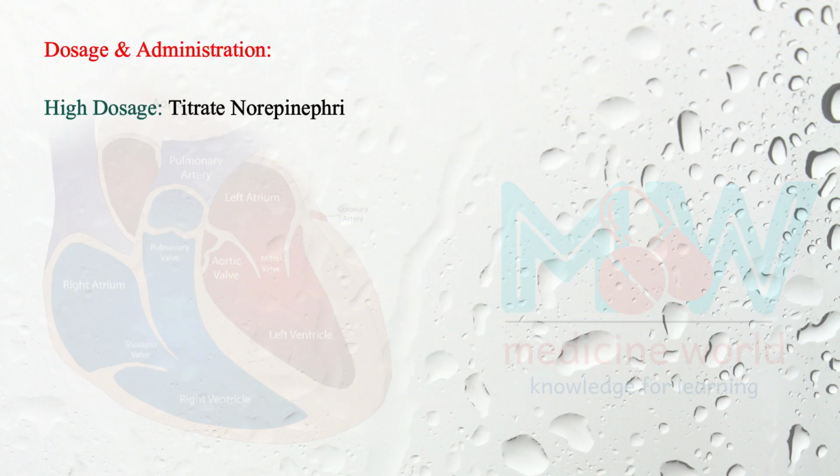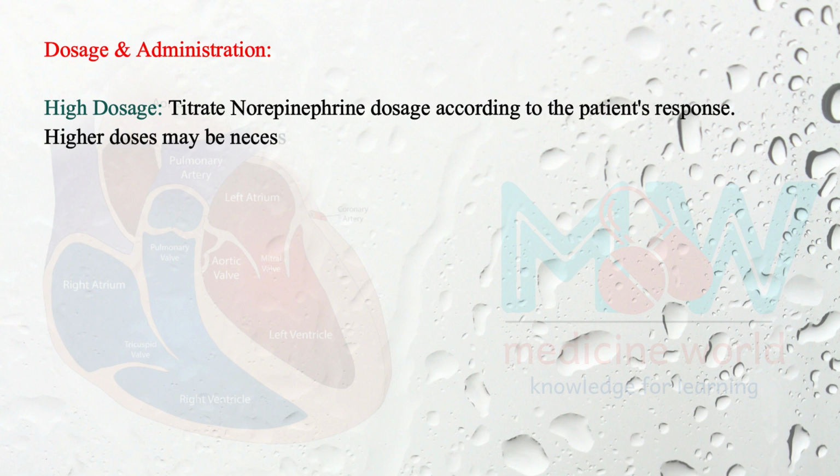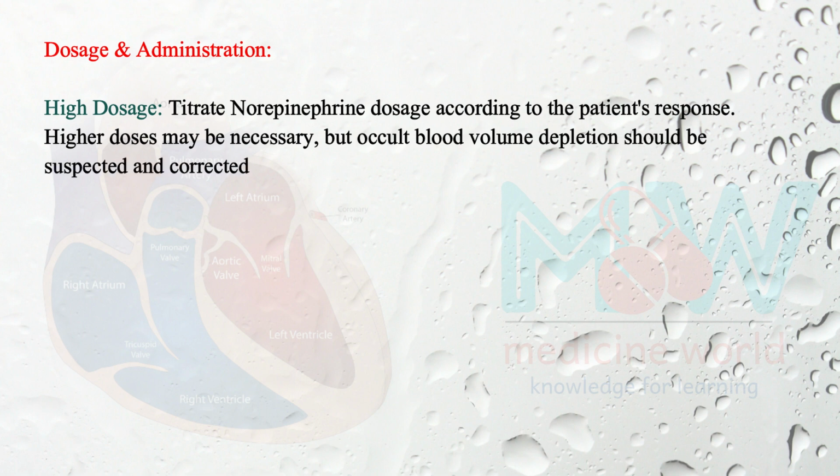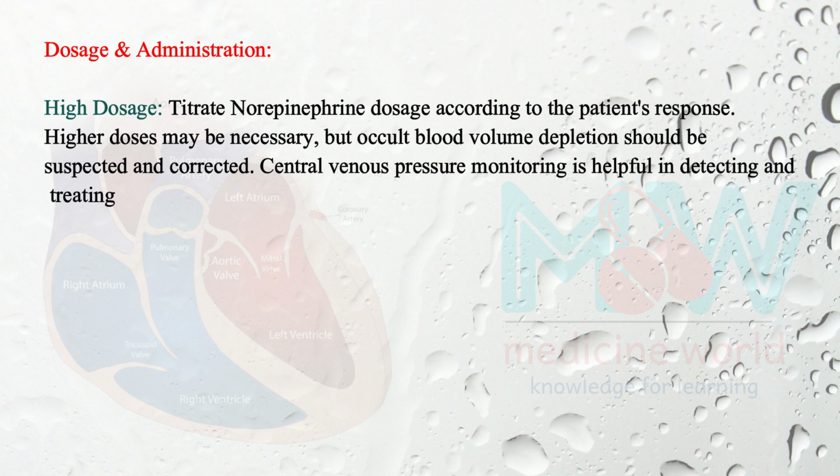High dosage. Titrate norepinephrine dosage according to the patient's response. Higher doses may be necessary, but occult blood volume depletion should be suspected and corrected. Central venous pressure monitoring is helpful in detecting and treating this situation.